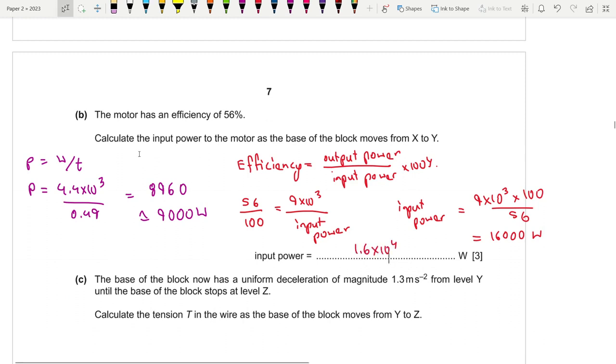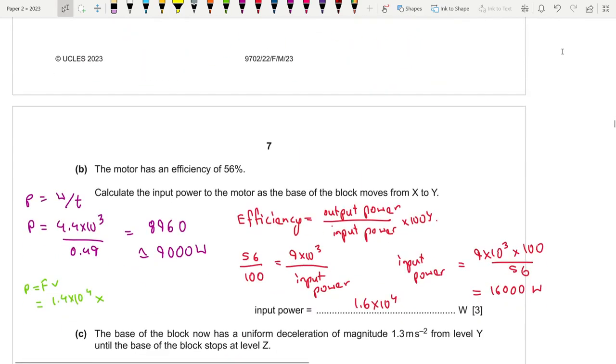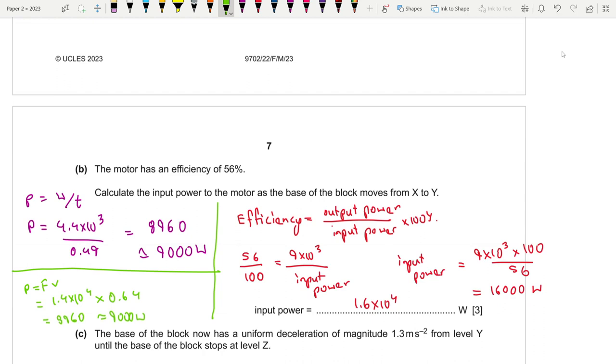So this is one approach. The other approach is you can directly find out the output power using P is equal to FV. You know that the weight that you're working against is the force. So that's 1.4 times 10 to the power 4 weight, and the velocity is, what was it again? 0.64, right? So if you do that, 1.4 times 10 to the power 4 times 0.64 gives you a value of 8960 or 9000 watts. So that is your input power. So two ways of finding out the input power, followed by efficiency.